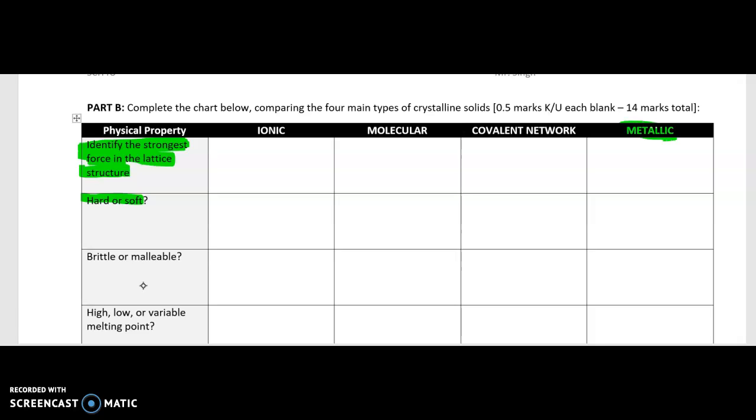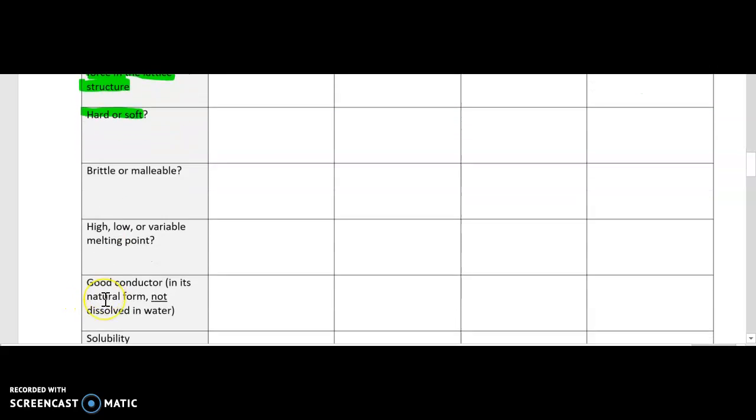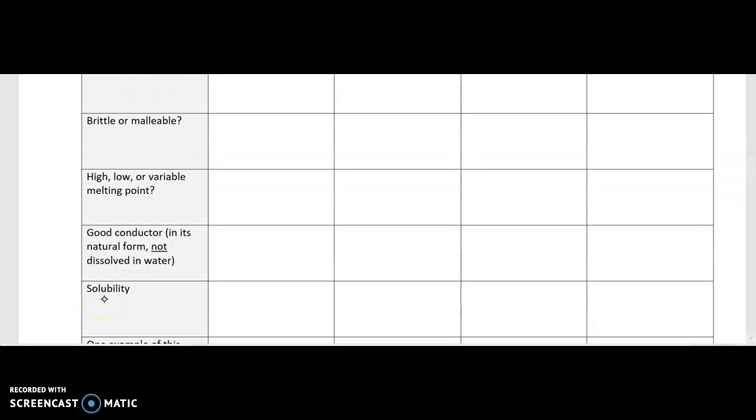If you look at your periodic table, there's like 100, or I don't know the actual number, it's not 100, but there's a lot of metals, and so they could have different properties. So keep that in mind when you answer. Sometimes it's not an obvious answer. Brittle or malleable, so sort of the same idea. It could be one or the other.